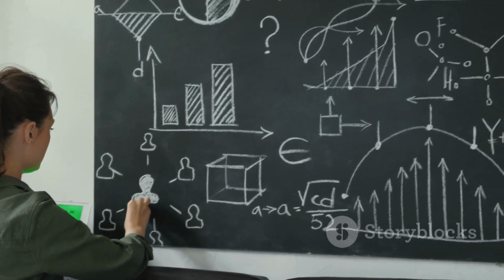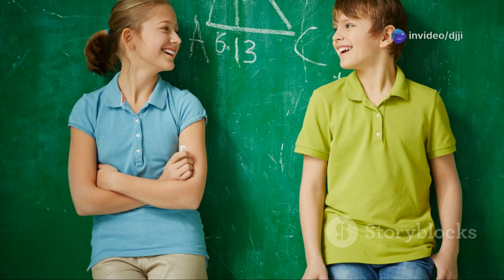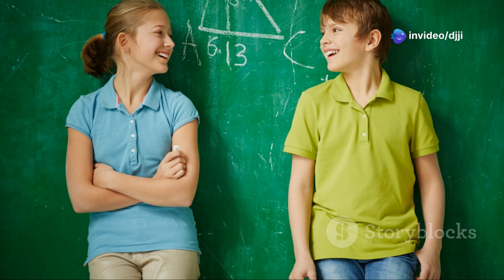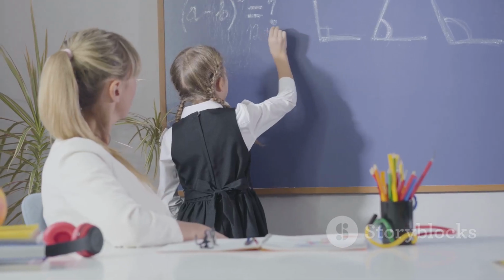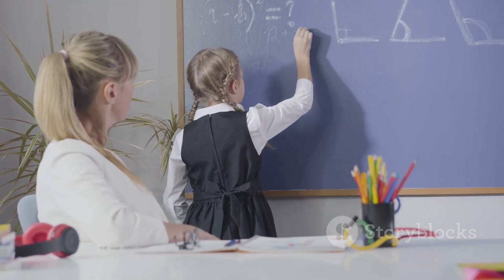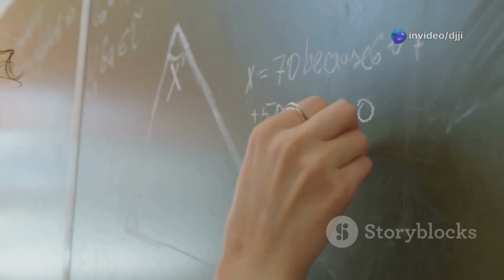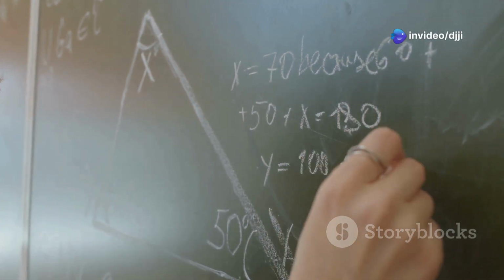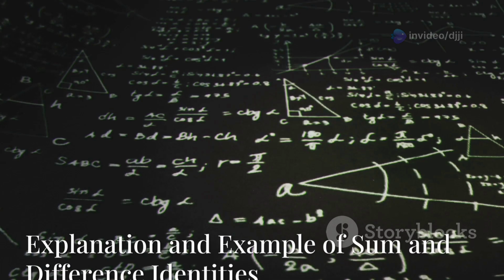Applications of these identities include finding exact values, which helps you find the exact value of a trigonometric function for an angle that's not on the unit circle by expressing it as the sum or difference of known angles. They can also be used for simplifying expressions that involve multiple angles, and for verifying identities, where they are used to prove other trigonometric identities by transforming one side of an equation to match the other.